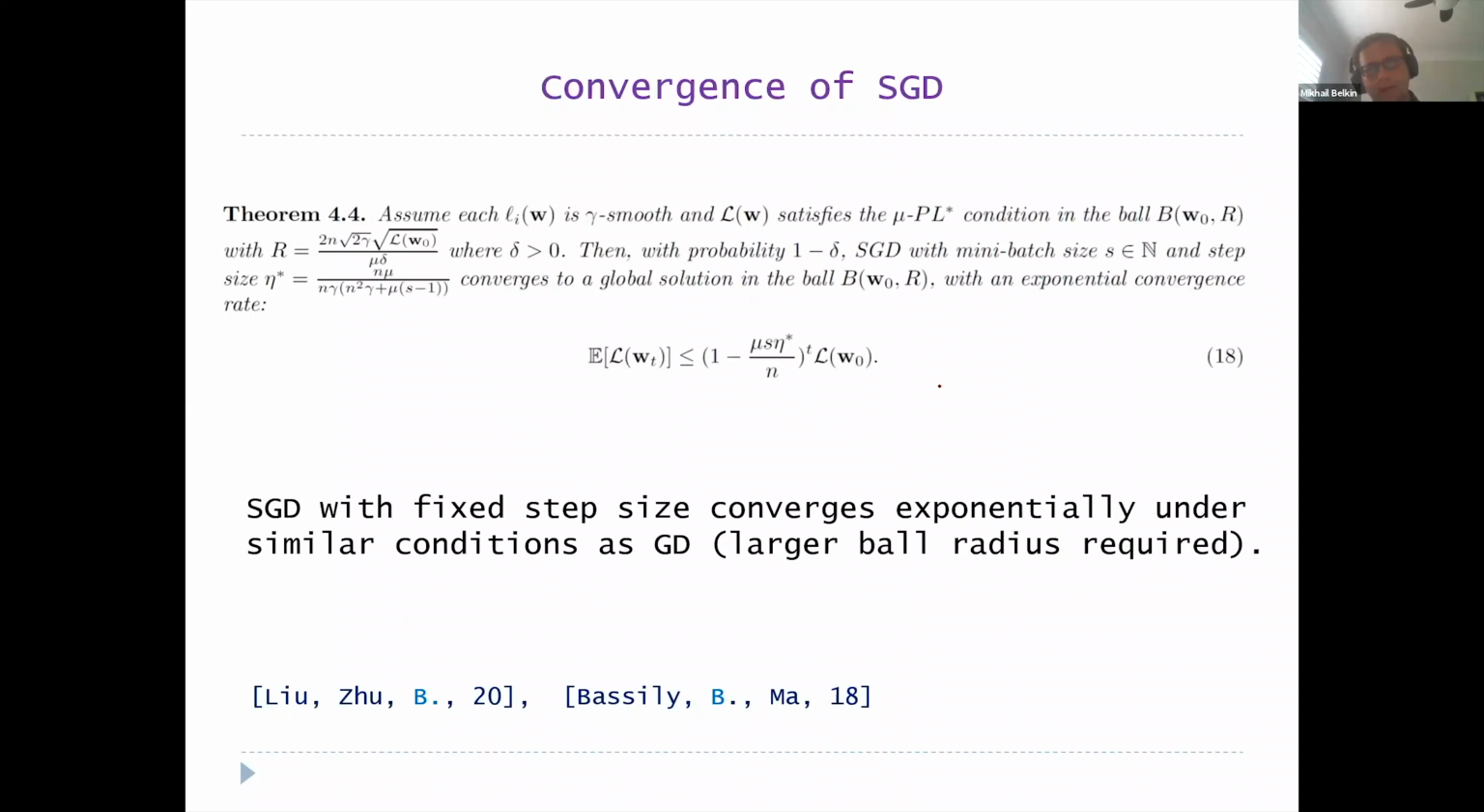Furthermore, you can extend it to stochastic gradient descent, and you can show that for stochastic gradient descent, if you have conditioning in a big enough ball, and here the ball needs to be bigger than for gradient descent, it doesn't quite match, but essentially the same thing is true. You get exponential convergence for stochastic gradient descent, in fact with fixed step size. Again, this is not true in the under-parameterized case.